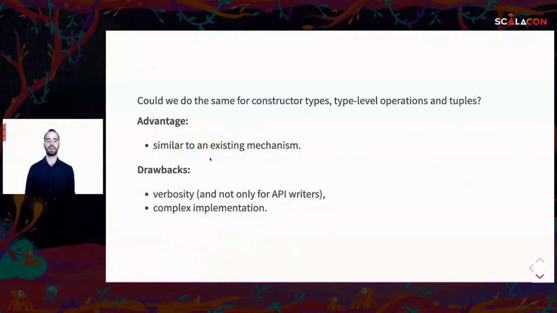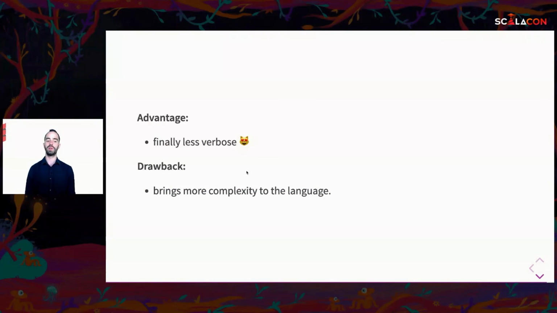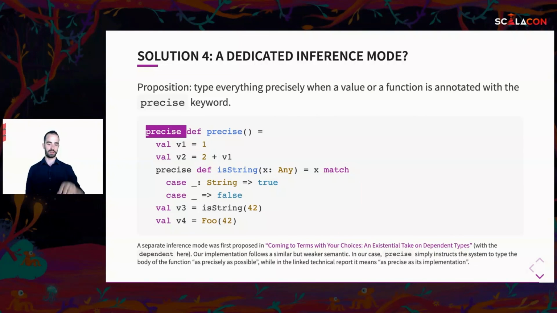The last solution I would like to propose is a dedicated inference mode, so that we would type things differently when a specific keyword is given by the user, such as a precise keyword. And that would be finally less verbose. You could just write precise, and the type of all the operations would get a precise type, such that the return type of this string would be a match type. The type of v1 here would be 1. The type of v2 would be 3. And you would get also a precise type here for v3, because the string would be typed with a match type. That's something we're investigating.